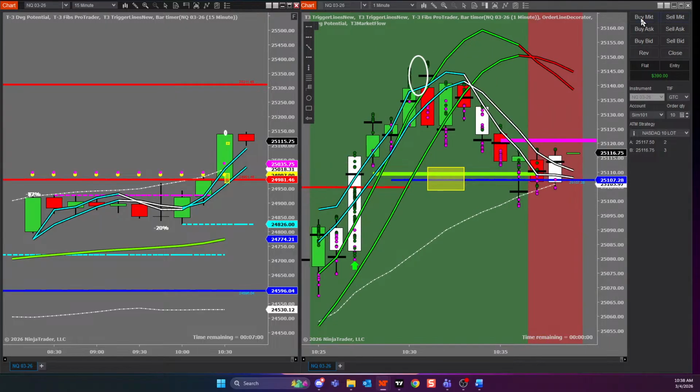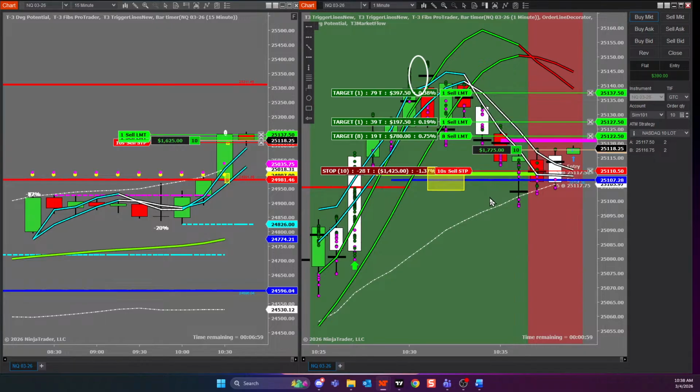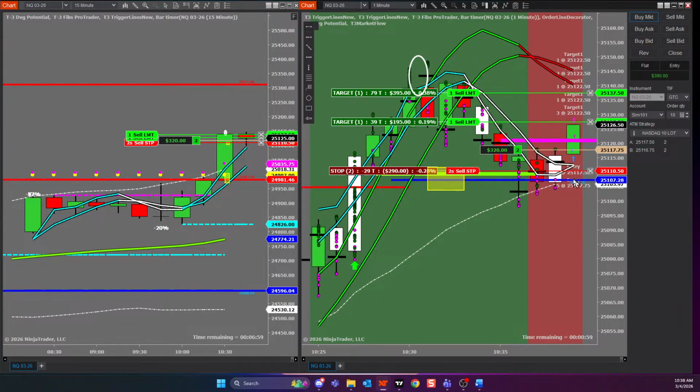Here we go. 1, boom. There's our entry. Stop has to go. Get down there. Well, shoot, we're already hitting targets. I'm struggling to move my stop.